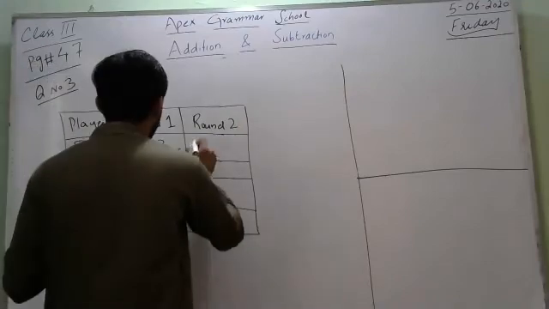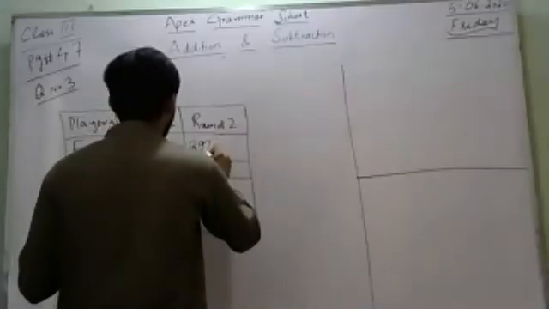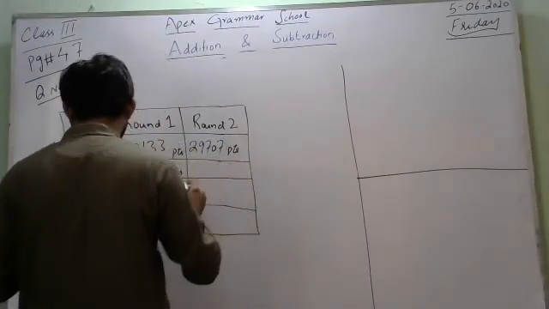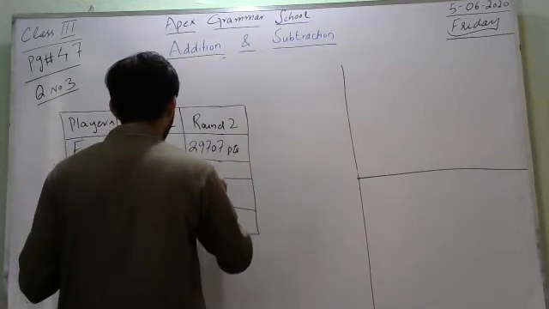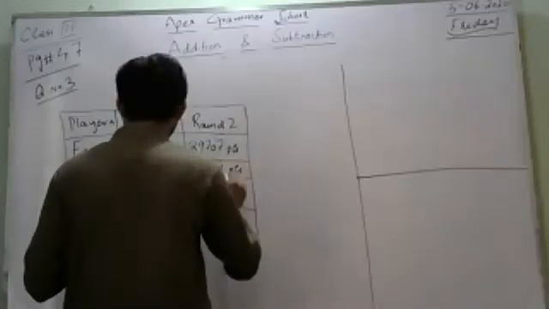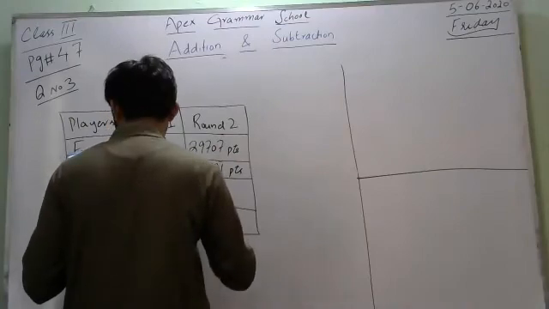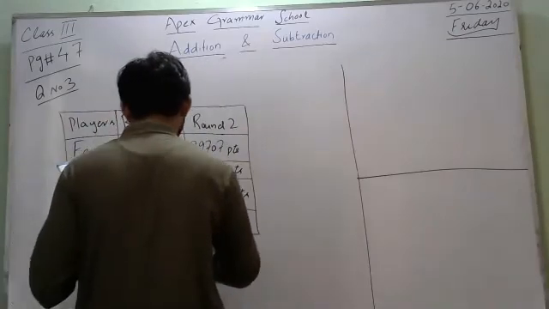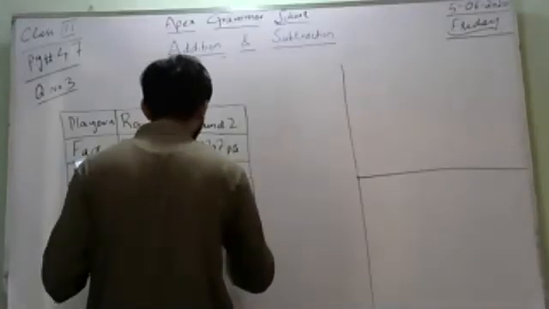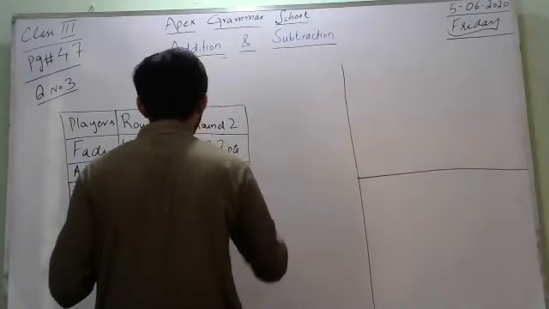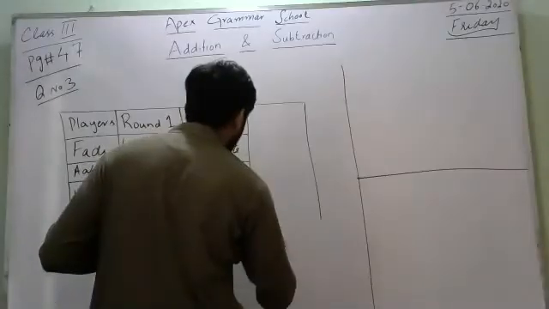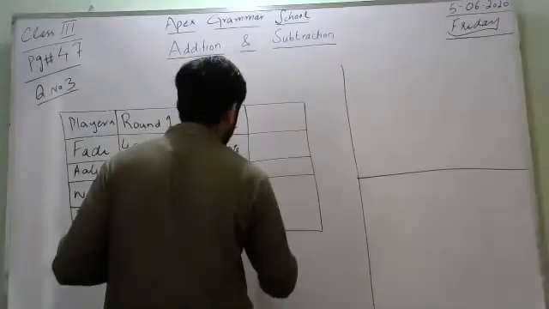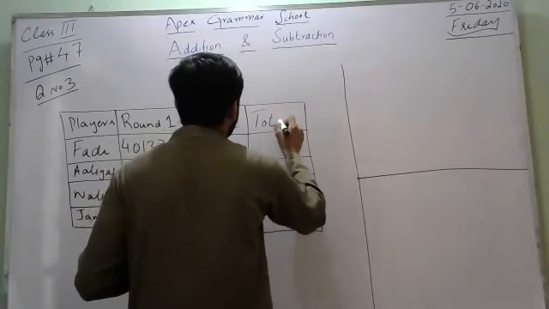first player has 29707 points. Second one 24591 points. Third 31045 points. And the last one 42375 points. We have to find out the total of each player in these 2 rounds. Total.